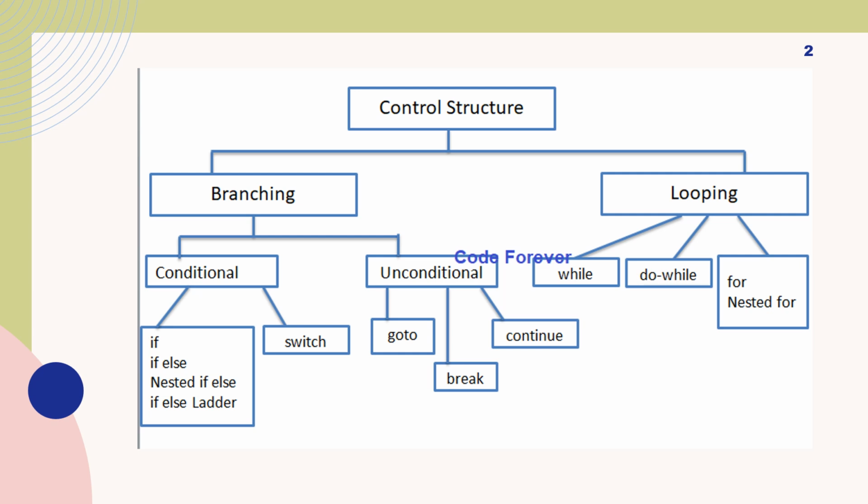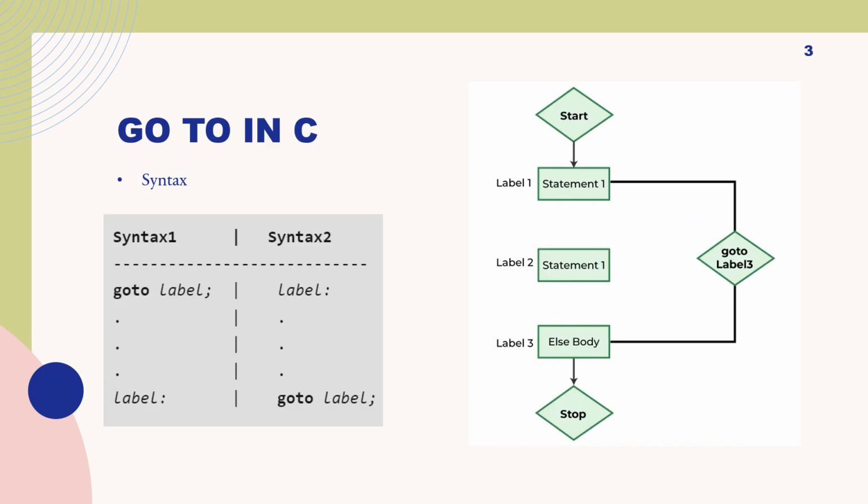So here are the types. With this idea, we will look into the different types of unconditional statements and the programs for the working of these statements. There are two types, branching and looping. Under branching, we have the conditional and the unconditional. Under unconditional, we have goto, break and continue. And under looping, we have while, do while, for and nested for.